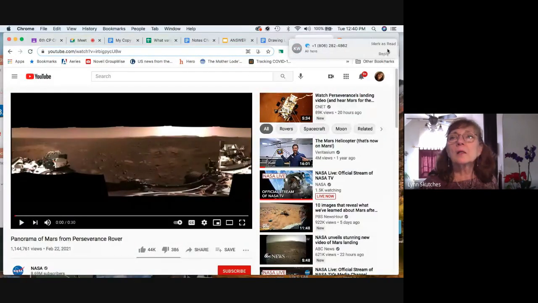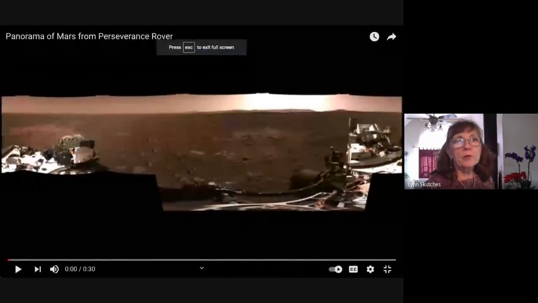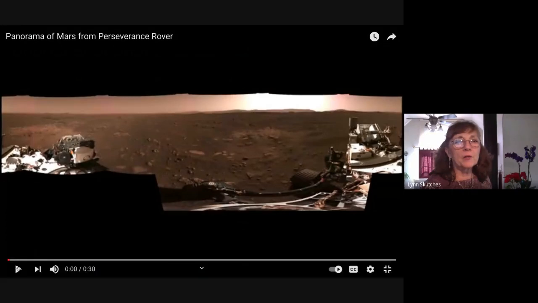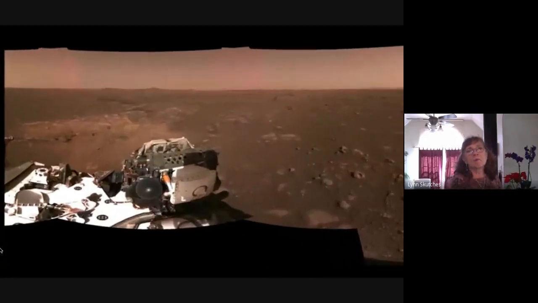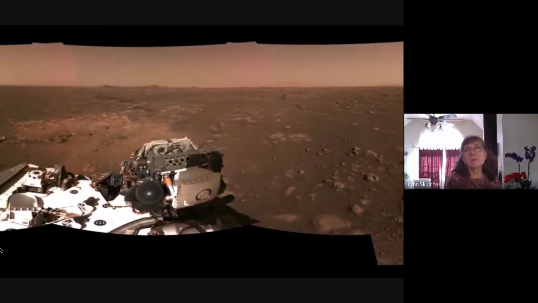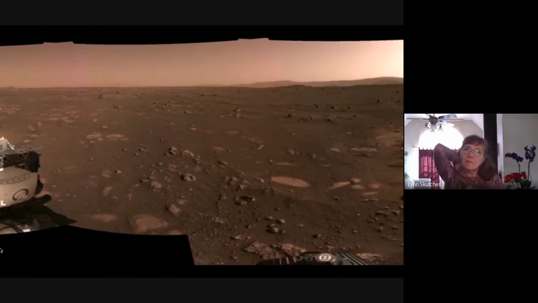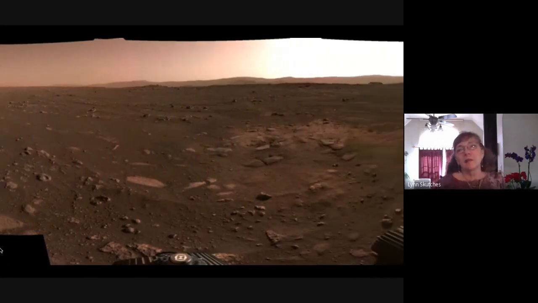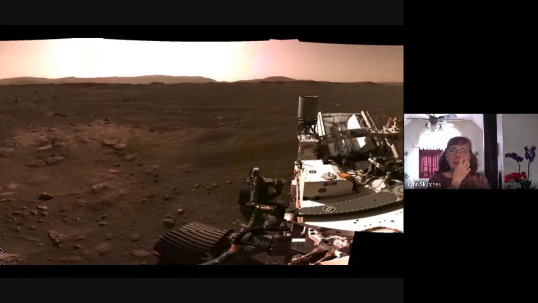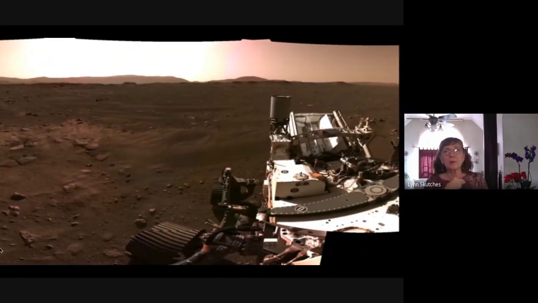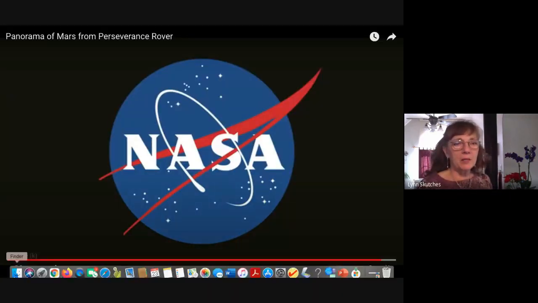This is a panorama from Perseverance. Thought I'd share that with you. Colored panorama picture. NASA posted yesterday. Pretty apparent crater. Okay, so you can see the divot, and looks like they just landed just perfectly on target, and very cool, very desolate, nothing much out there.